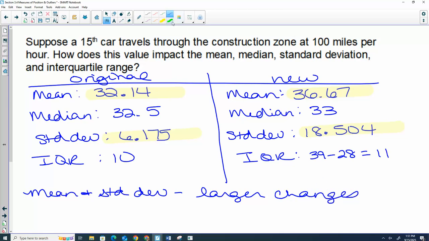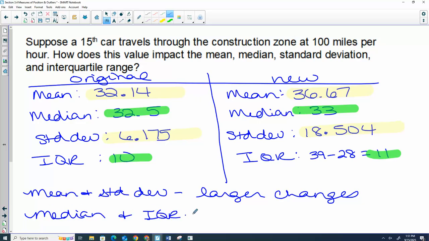Okay, what about the median? Only 0.5. IQR went up by 1. Are those big changes? No. So the median and the IQR had a small change. What did we call that, when a large value doesn't change it a whole lot?